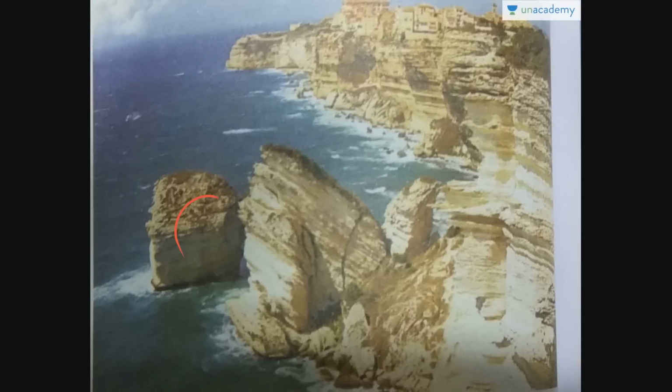So here you can see the broken part. Here it was like there. So continuous hitting will finally make it collapse, and then this cliff will remain which will face the sea. So this is the sea cliff which is facing the sea. This is the broken part.